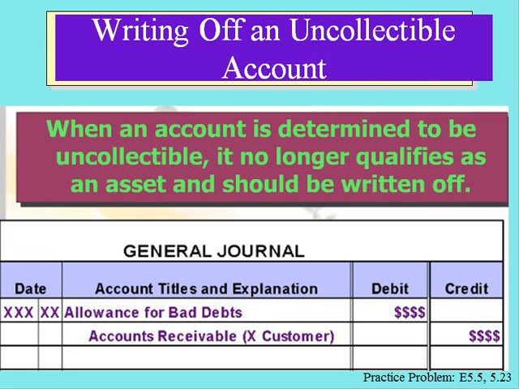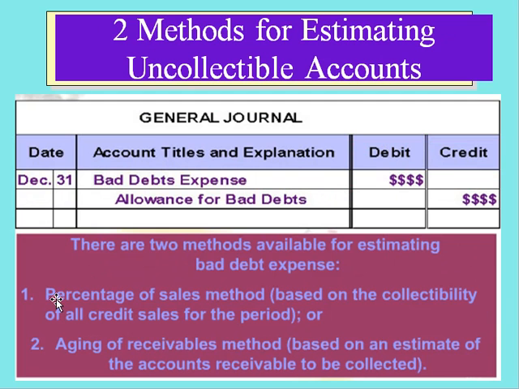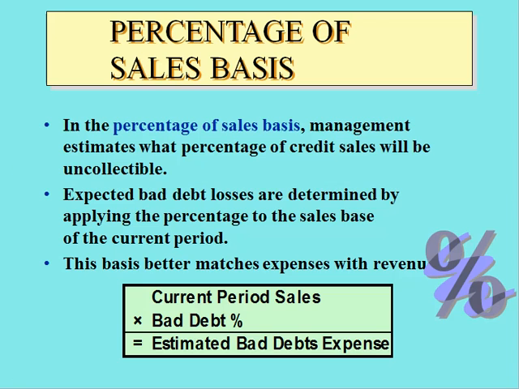Now there's two ways that we can estimate the amount that's going to become uncollectible. One is called percentage of sales method, and the other is an aging of accounts receivable. Percentage of sales is quite straightforward. We'll take the current period sales and multiply it times some sort of bad debt percentage. Again, that's probably best determined by history or industry average, and that will give us an estimated bad debt expense. That's the amount that will be credited to our allowance account and debited to our bad debt expense at the end of the accounting period.